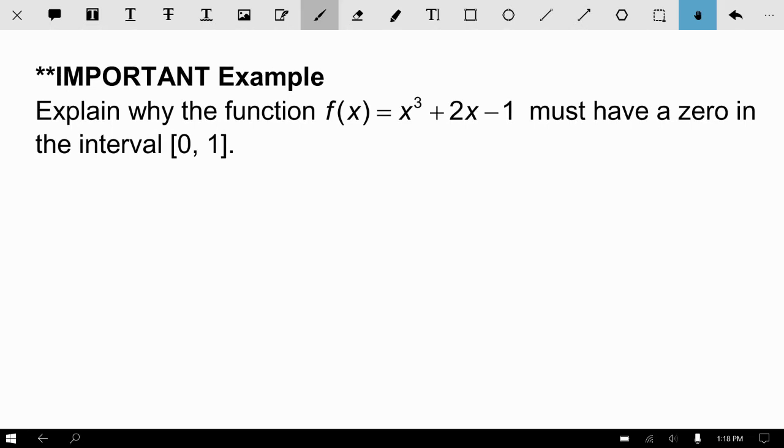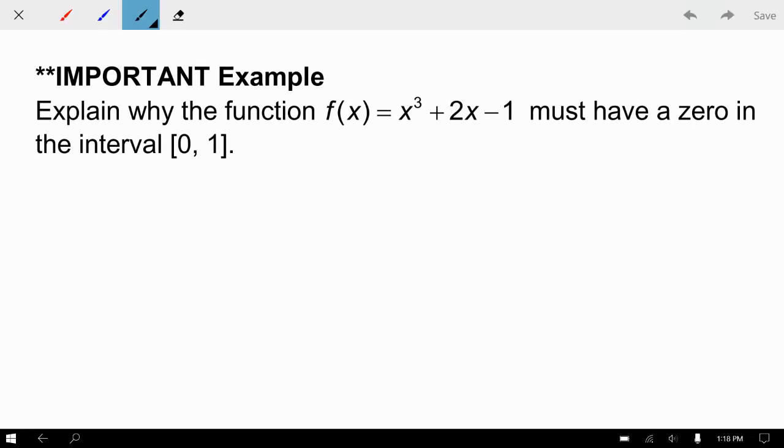So this question says, explain why the function f of x equals x cubed plus 2x minus 1 must have a 0 in the interval 0 to 1. So it's not as simple as just saying, oh, because the function's continuous. There's actually some very specific details that you have to include in your explanation. The reason I'm going to be super picky about this is because it is very likely to show up on the free response part of your AP exam, and your justification has to include what's within the intermediate value theorem.